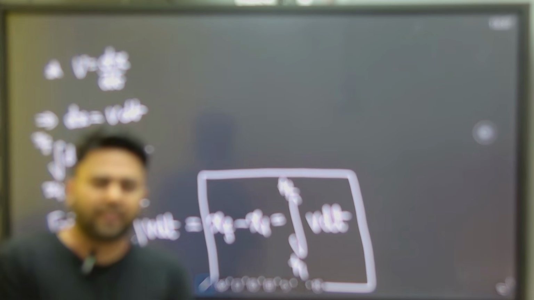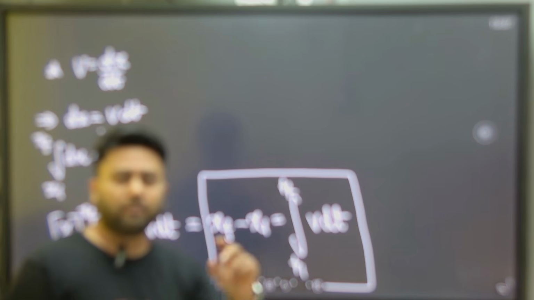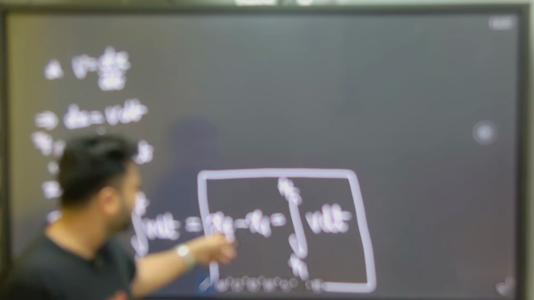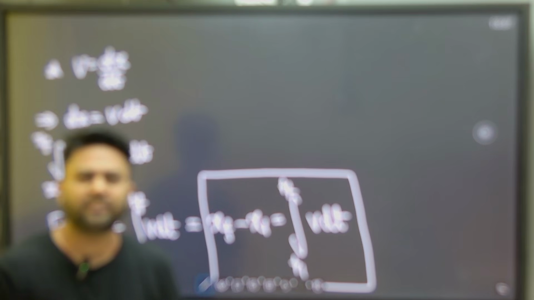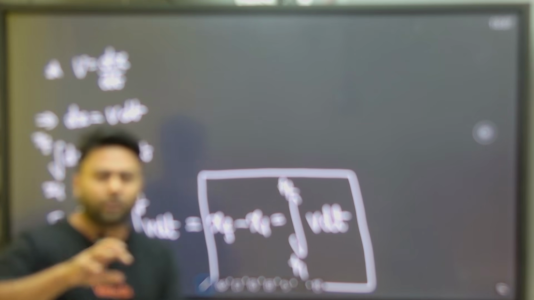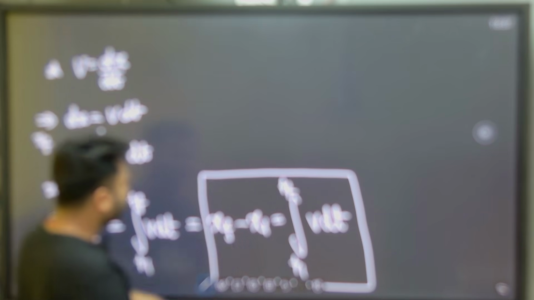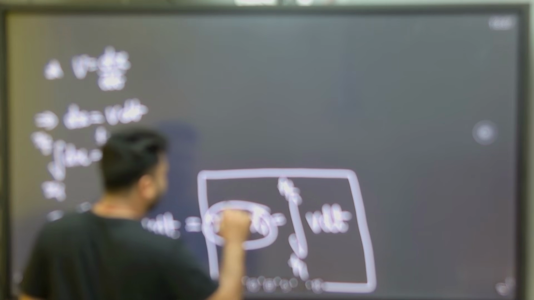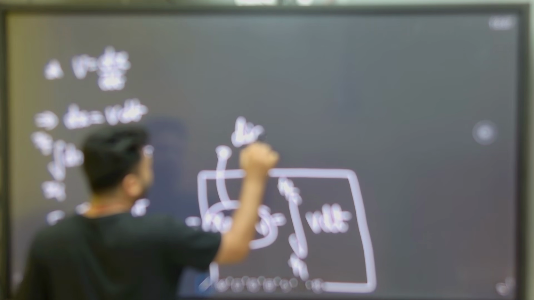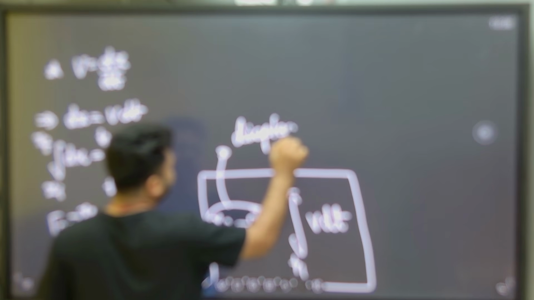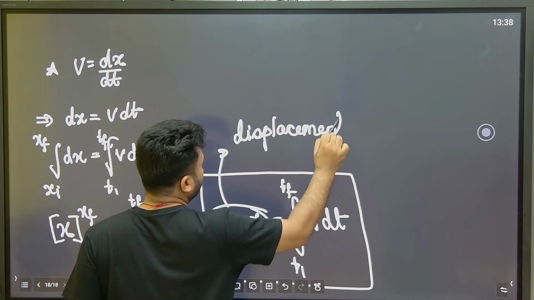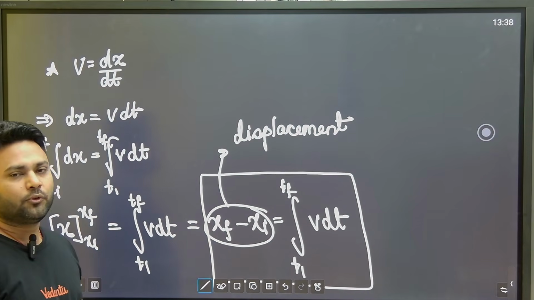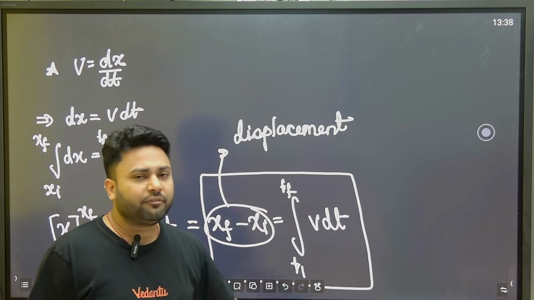Now, when you are remembering, when I am writing any formula, you should remember what these things are, like x final position and x initial position of the object: where the object was finally, where the object was initially. Now, xf minus xi, this term we can also call displacement of the object, final position minus initial position. So displacement is nothing but integration of v dt.